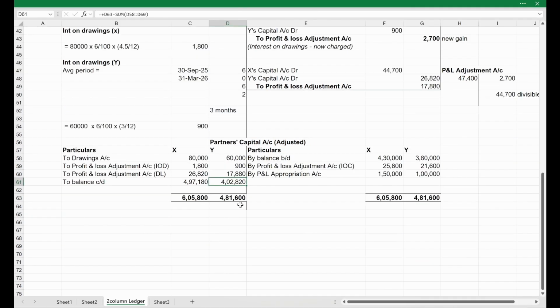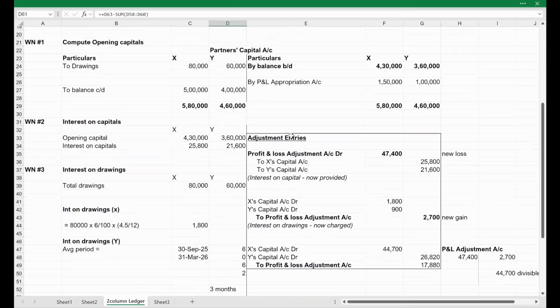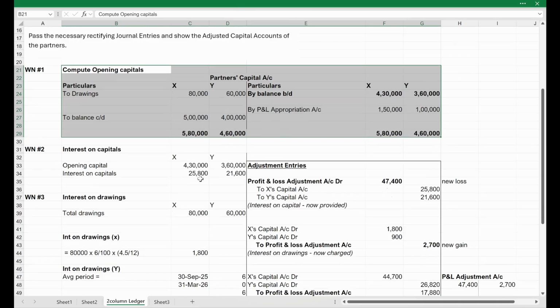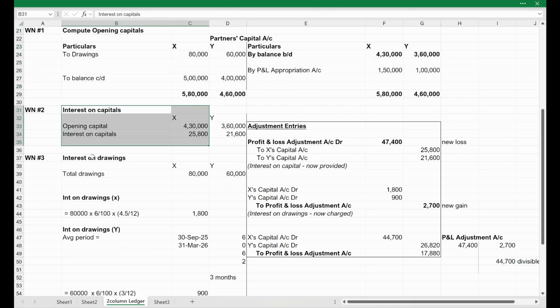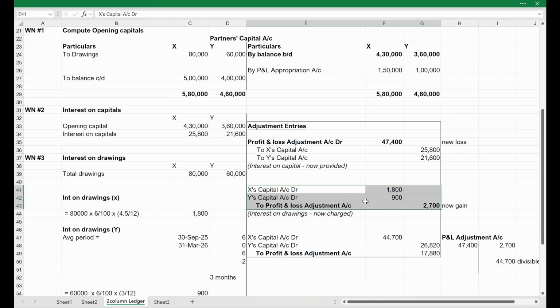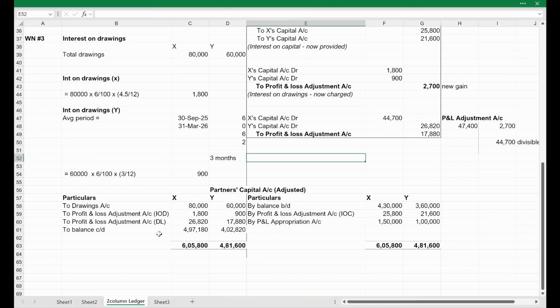Let me quickly zoom out and show you what we have done thus far. Original capital, opening capital computation. From there we found out interest on capital. We did the rectification entry, interest on drawings, rectification entry, netted these two entries, and wrote the final resulting divisible loss entry, and then we prepared the capital account, the adjusted capital account. I hope this is clear to you.